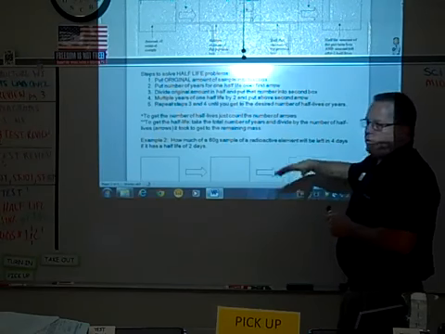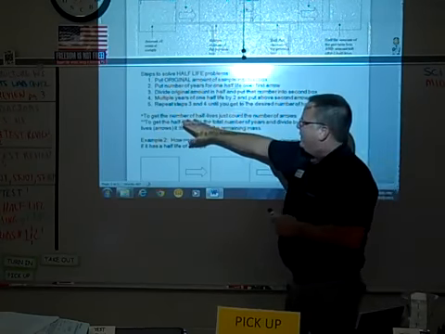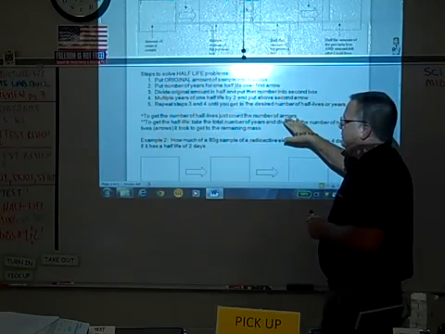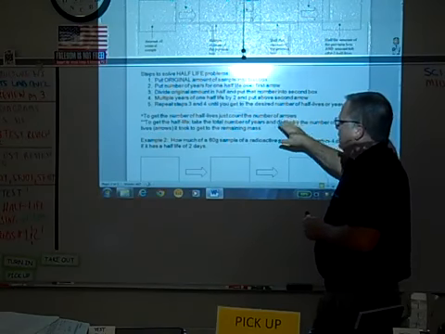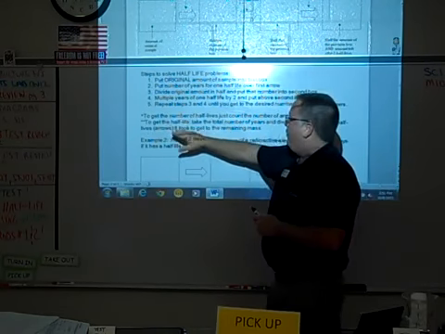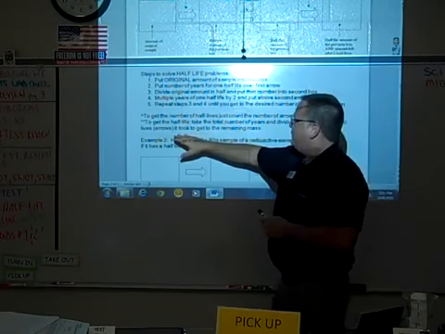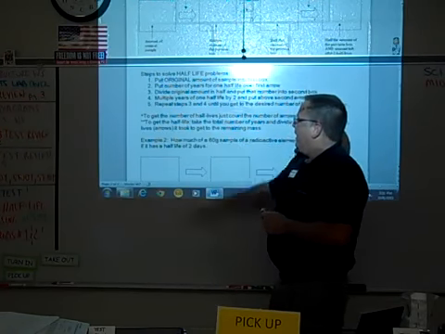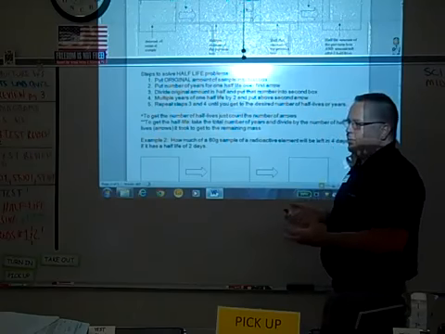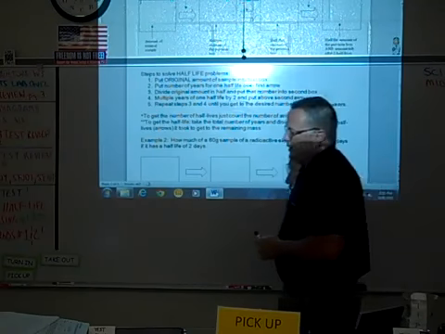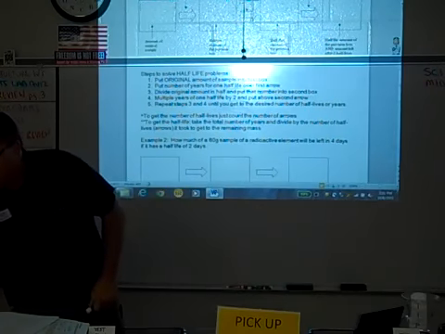Okay? And then just a couple little quick reminders. To get the number of half-lives, just count the arrows. Okay? To get how long a half-life was, take the total number of years and divide it by the number of half-lives. This tells you how long it took to get the remaining mass. And we'll do this one right here just together before we turn you loose to work on those on the back.